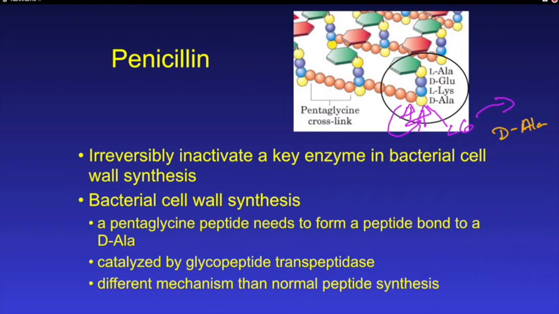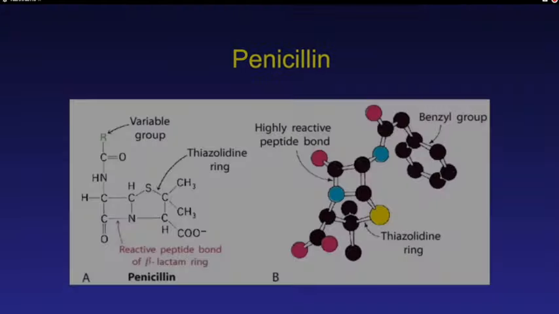This linkage and this reaction is facilitated by glycopeptide transpeptidase. This is the enzyme which penicillin will target to stop the linkage, creating a weaker bacterial cell wall, which allows the bacteria to die.